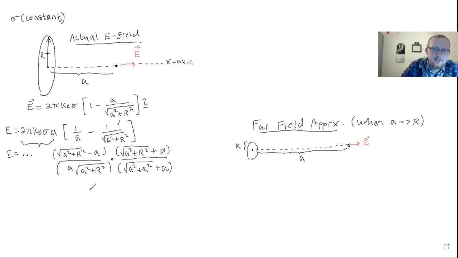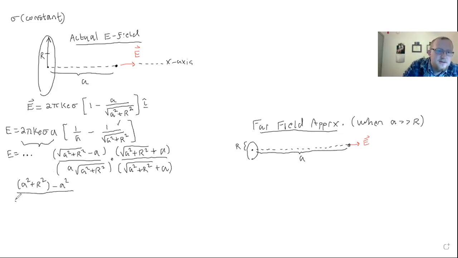All right, so now I'm going to distribute the top, and that's going to give me a squared plus r squared, right? Square root of a squared plus r squared times square root of a squared plus r squared is just a squared plus r squared. And then here's the beauty of the conjugate: I end up with plus a square root of a squared plus r squared, and then the third term is minus a square root of a squared plus r squared. So those two middle terms in the FOIL process cancel. And then minus a times a is just minus a squared.